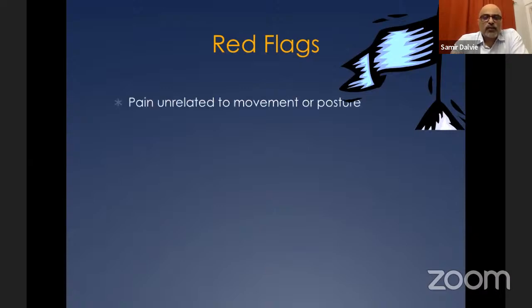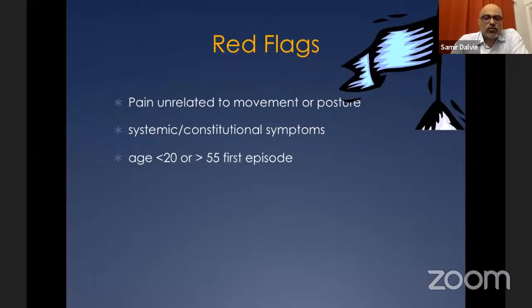So if there is pain which is unrelated to movement or posture, if there are systemic or constitutional symptoms, age less than 20 or more than 55, or neurologic symptoms. So the first one is the most important. I listen very carefully to the patient when they're talking about the type of pain. So any patient who has pain at rest as well is a patient you need to worry about. Any patient who's woken up in the middle of the night with pain is a patient you need to worry about. Patients who do everything, walking around, and those who have pain on movement, they are less worrisome.